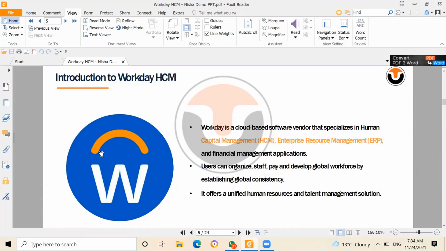There are so many things in HR. So relevantly, we have sub modules in Workday. This is a cloud-based system. Cloud-based means you don't need to install the system.